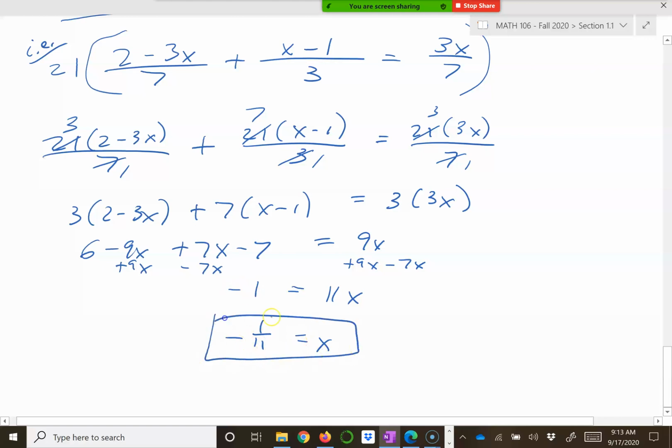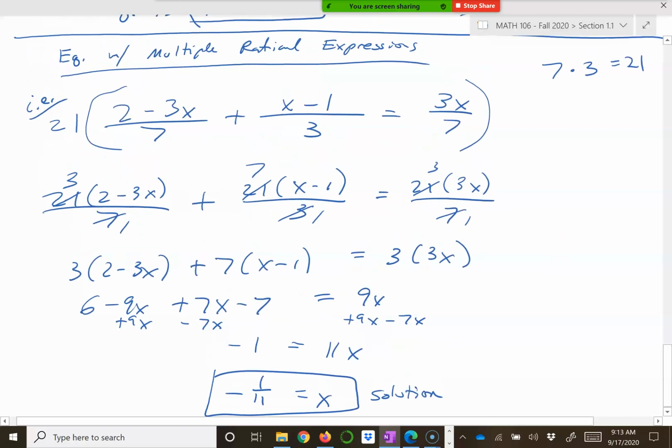So that is the solution to this equation. And by the way, the domain here is also all reals, because we don't have any x terms in the denominator, so we don't really have to worry about anything being undefined.